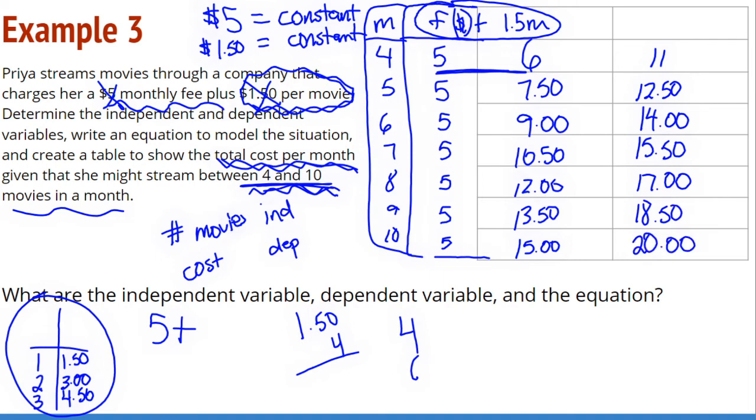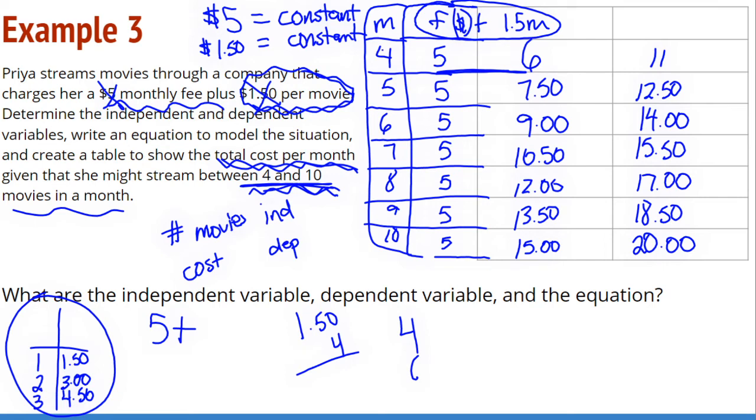Now, as I said at the beginning of this problem, this one's a little bit more complicated because we aren't just adding two things together, we're not just multiplying two things. We have two things happening. We have this flat fee, and then we have this changing number of movies. Sometimes in a complicated problem, it's helpful to break it into smaller pieces.